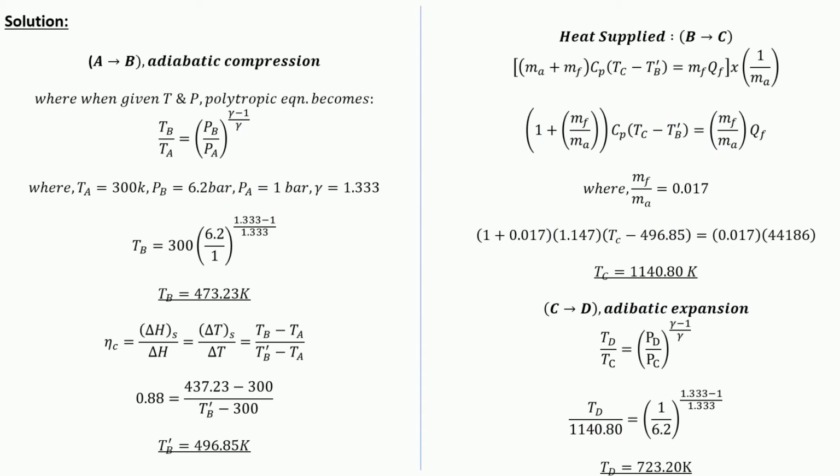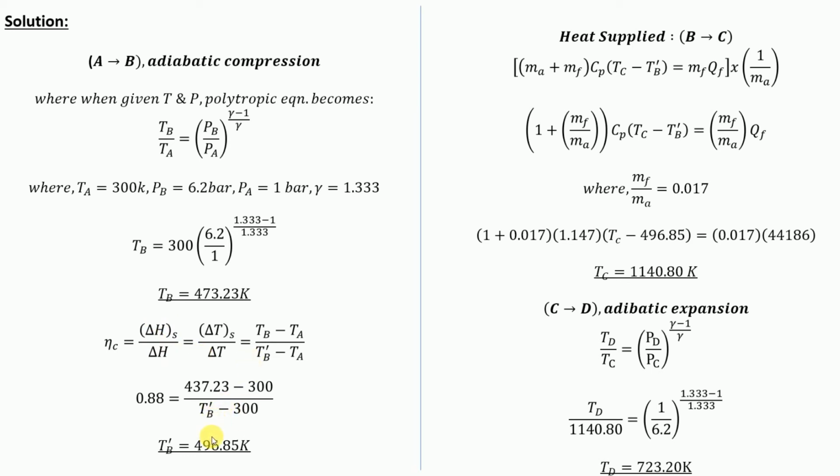So for our solution, we start with process A to B, which is adiabatic compression, where when given T and P, the polytropic equation becomes this form. Substituting the values for TA, PB, PA, and the gamma, we will have the value for TB to be 473.23 Kelvin. To get TB prime, we use the thermal efficiency or the efficiency for the compressor. So we use this form, which is the heat supplied over the work done.